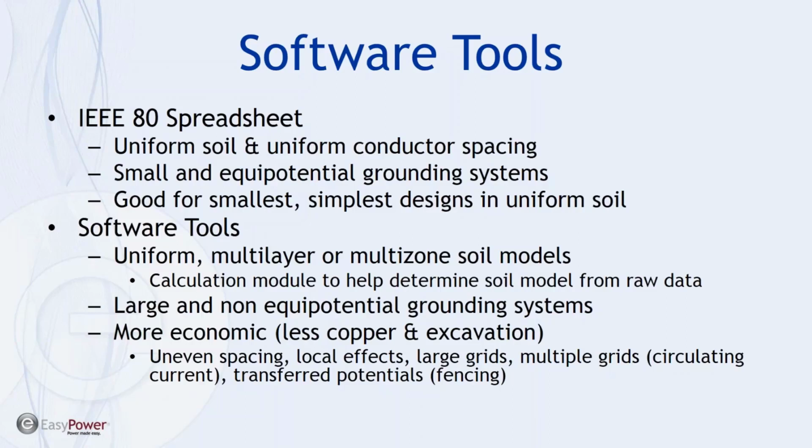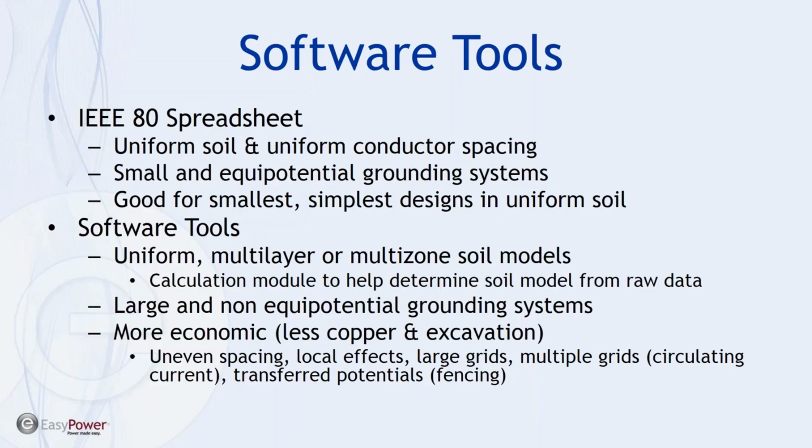This is because it requires uniform soil and uniform conductor spacing, so it's generally good for small and equipotential grounding systems. The equipotential assumption, if you will, is one where you assume the grid is small, and because of that, the resistance between any two points is so low that it can be neglected. So the IEEE 80 spreadsheet is a good tool, but it's only really accurate for the smallest, simplest designs in uniform soil.